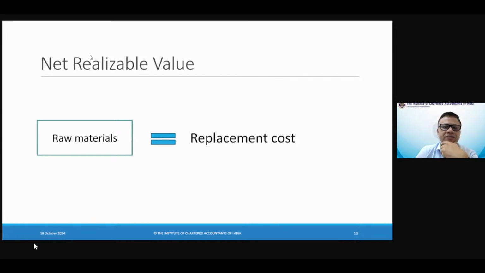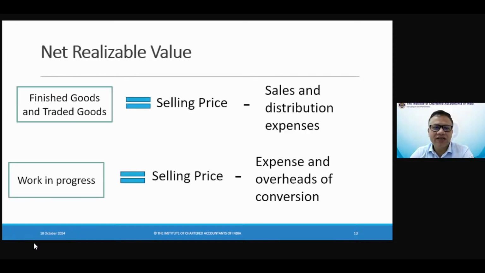Yes, Pawan? Sir, I just wanted to ask, the overhead of that conversion, are all those indirect expenses? Yes, the expenses and overheads of the conversion, which are linked to the conversion process, both are included in the net realizable value. We are trying to calculate the net realizable value. As I said about cost, in cost you are classifying as direct cost, indirect cost and so on. In net realizable value, you are just calculating the net realizable value, right? Okay, sir. Thank you.